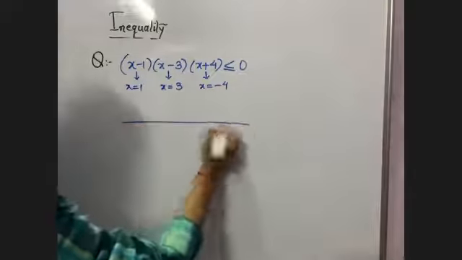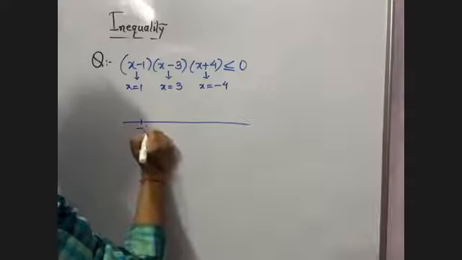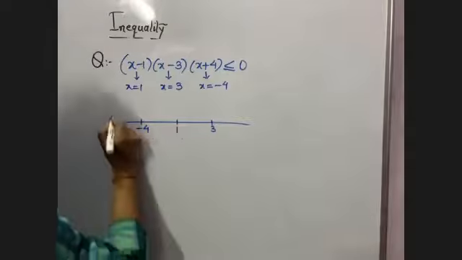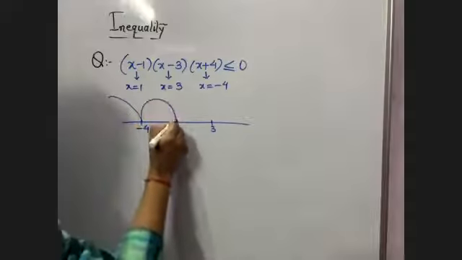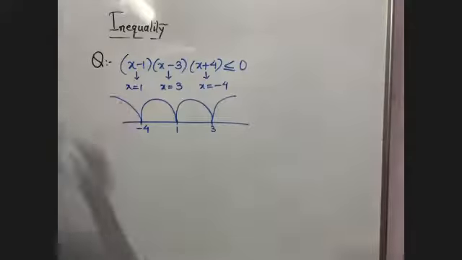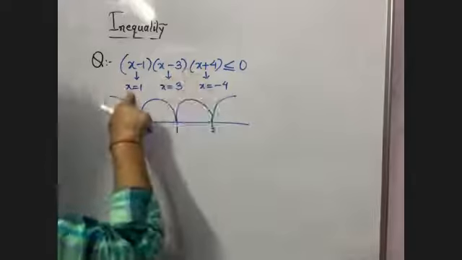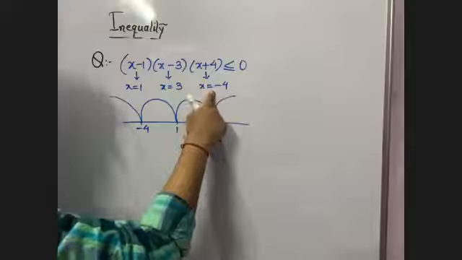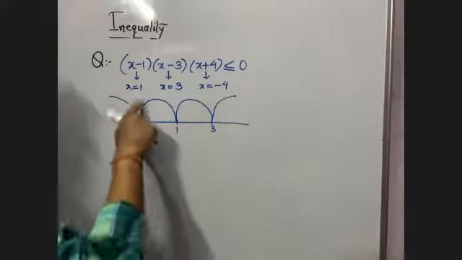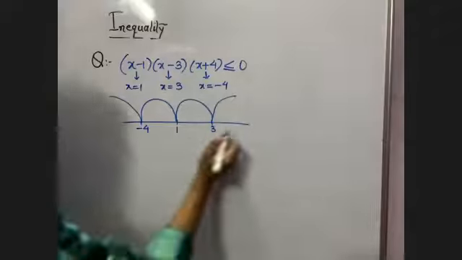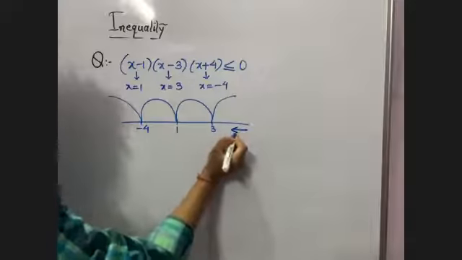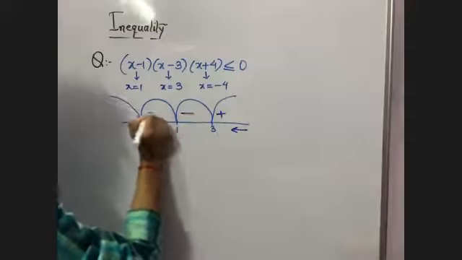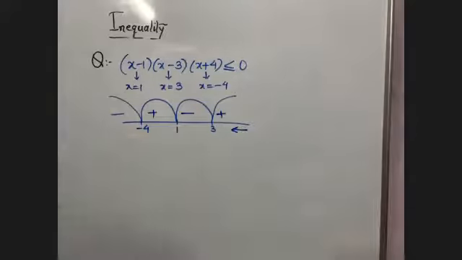Now beta, draw a number line and arrange them in ascending order: minus 4, 1, 3. Something like this, and draw a wavy curve like this. Till now it is very easy, beta. Again I'm saying, put everything equal to 0, get x is equal to 1, x is equal to 3, x is equal to minus 4, arrange them on the number line and draw a curve like this. All right. Now starting from the first right side, draw an arrow and distribute the signs: plus minus plus minus.